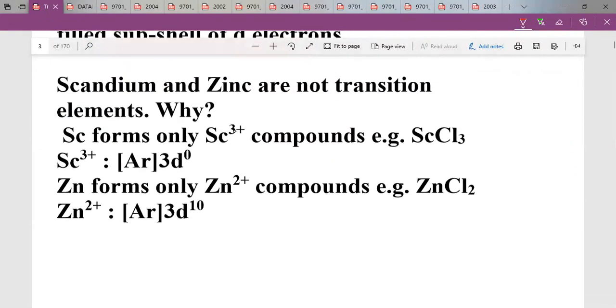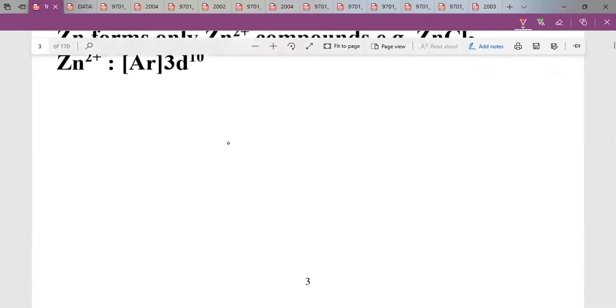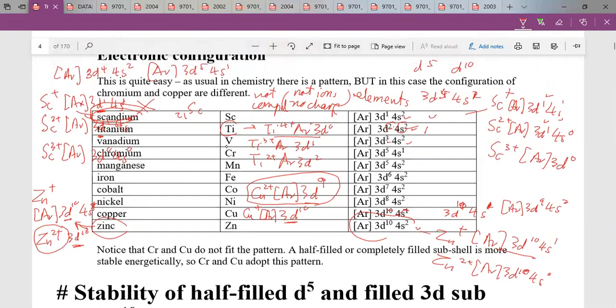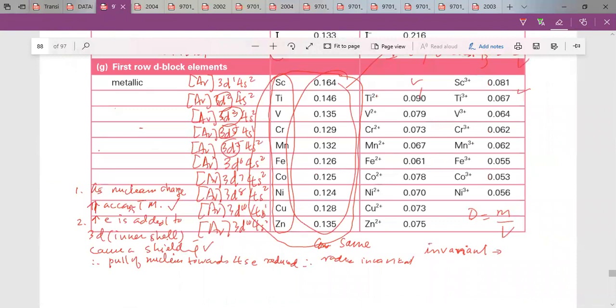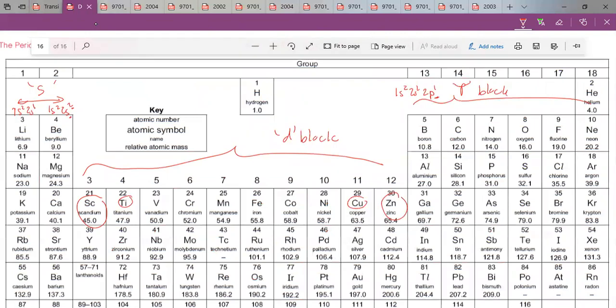Right now, before we see why scandium and zinc are not included, we have to look at the electron configuration of these substances here. I've got another one here, which gives better. Now, remember this is scandium, and you see scandium here is 21. Okay, now argon here is 18.